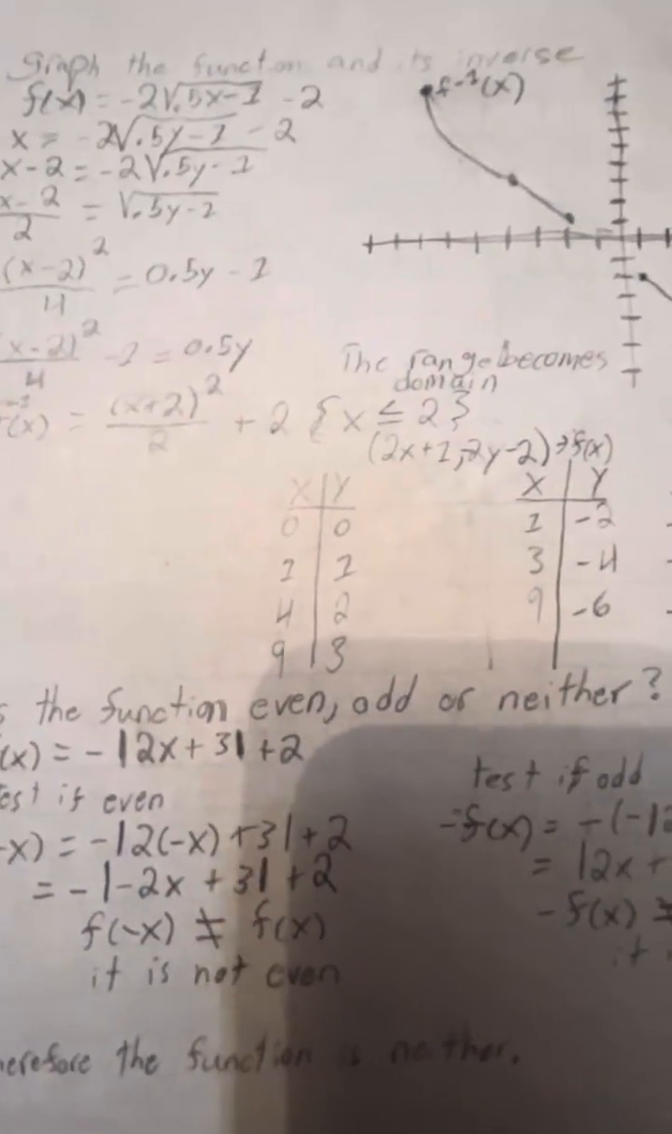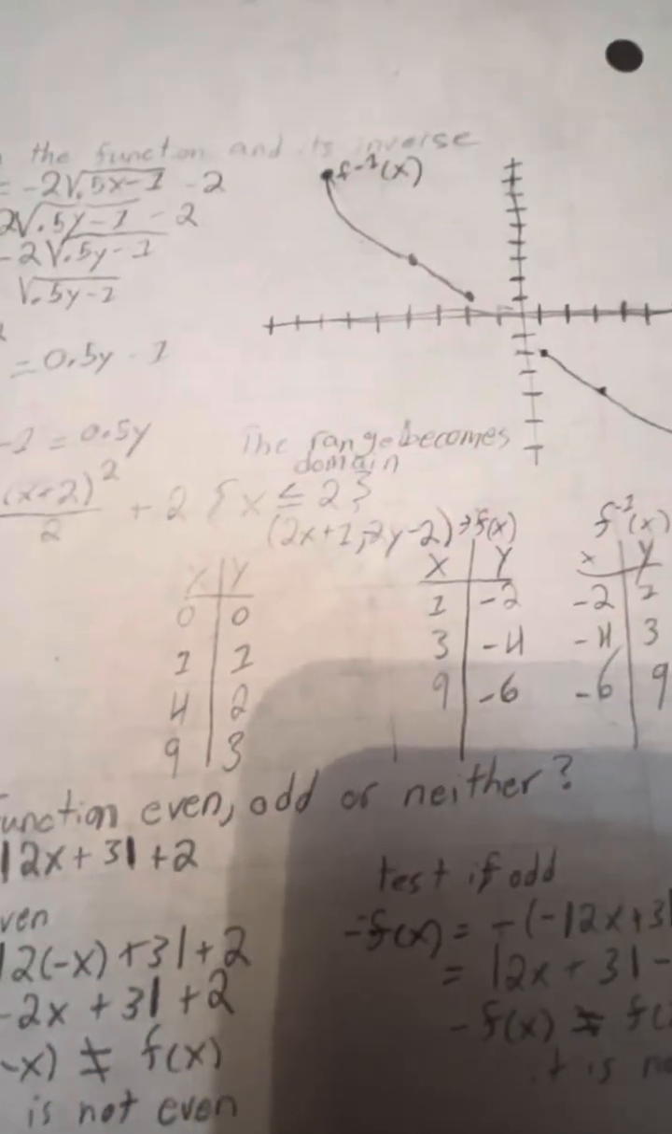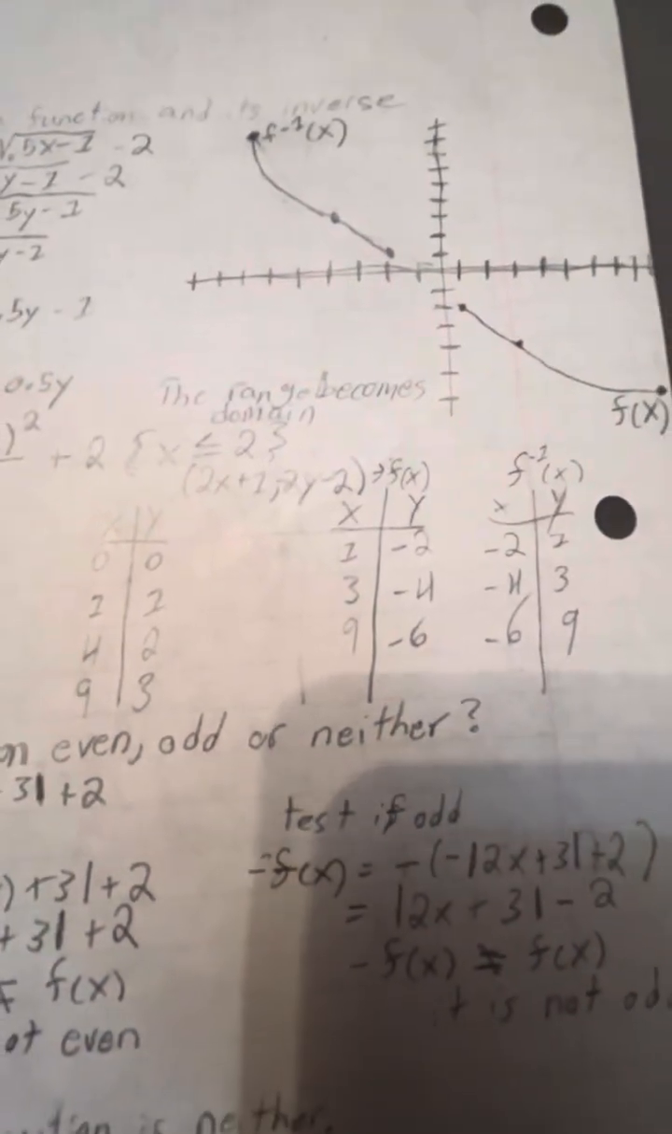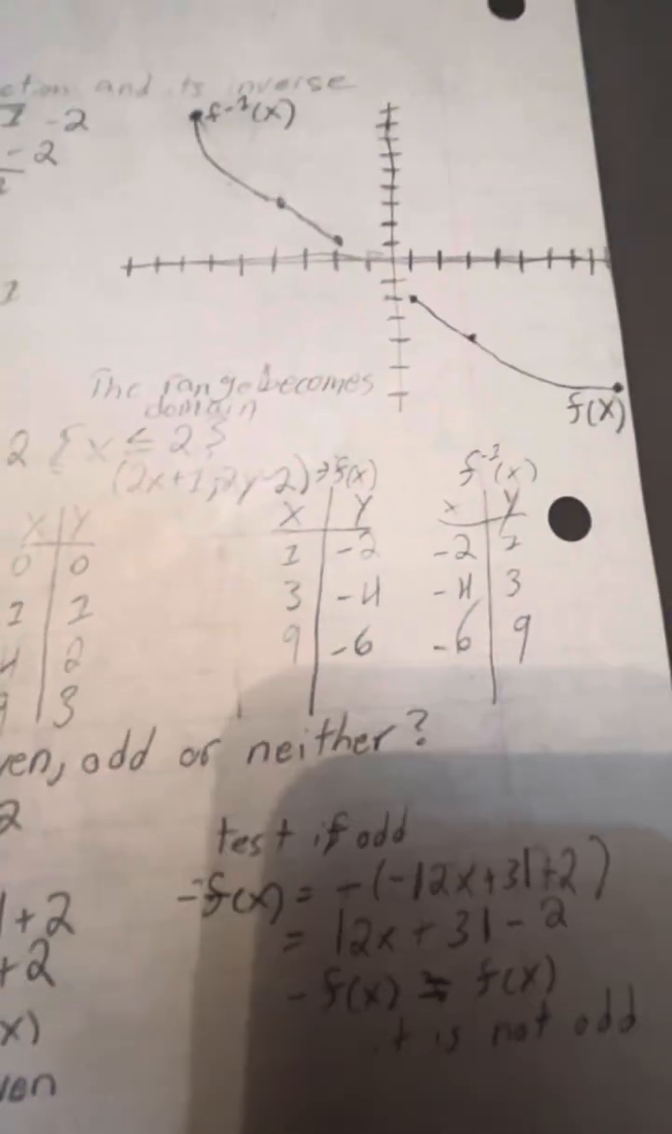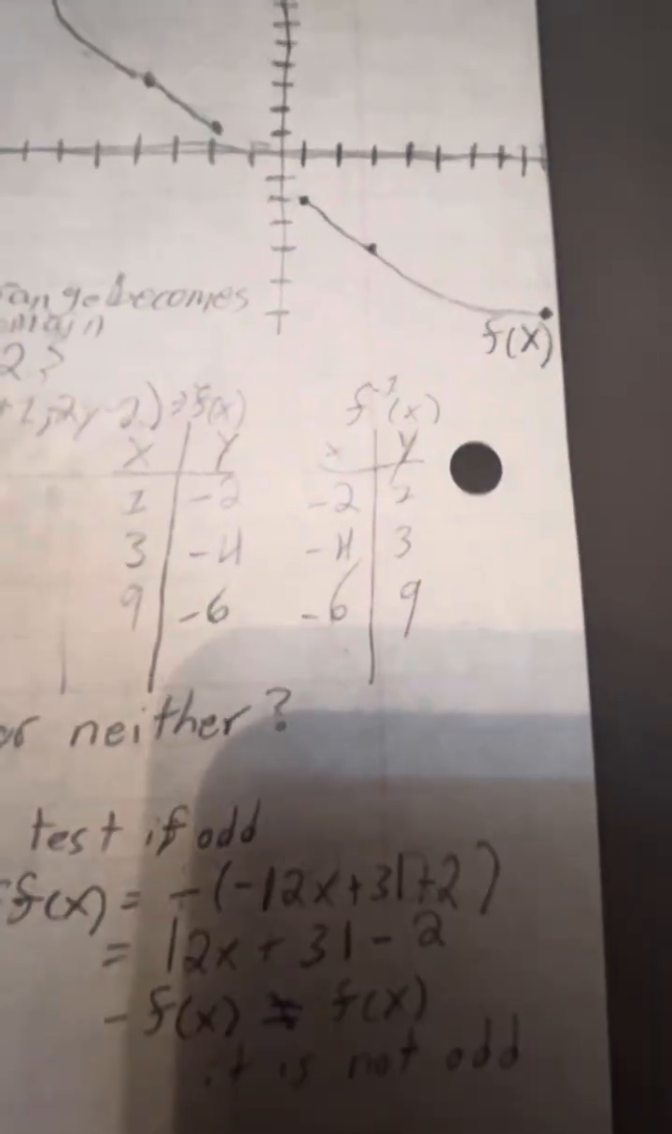Then I made my table, x and y table, of the parent square root function, where I then made my graphing rule and found the points of my parent function, which is right here on the graph. And the inverse, you can just reverse the points. So the y becomes the x and the x becomes the y, which gave me this part of the graph. And as you can see, it reflects, which makes sense for an inverse.